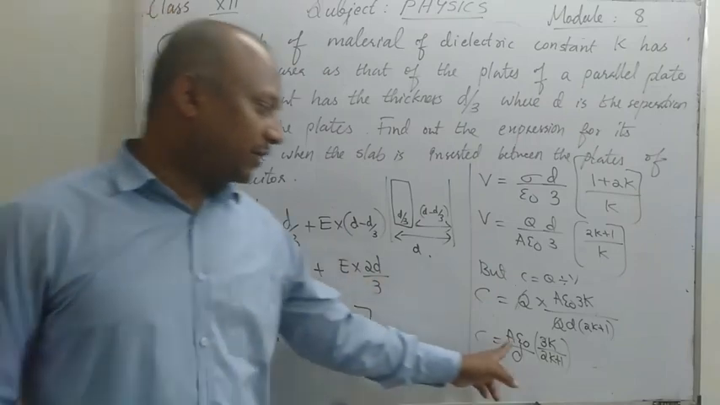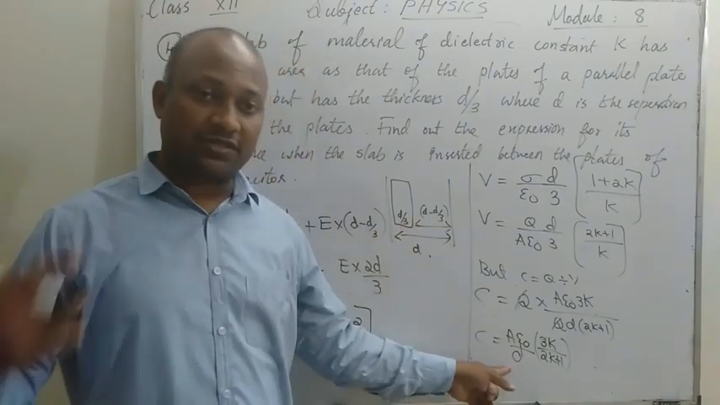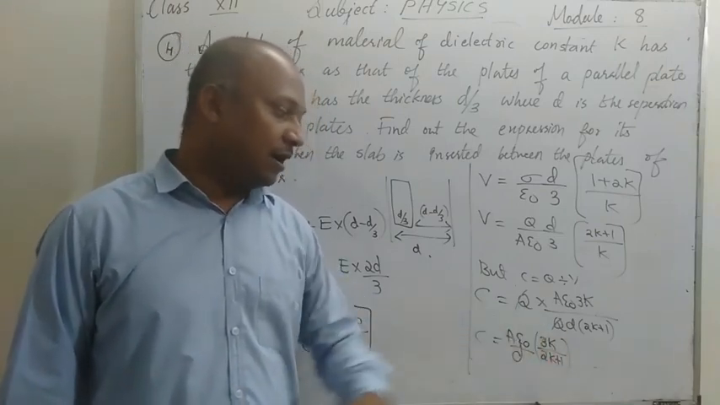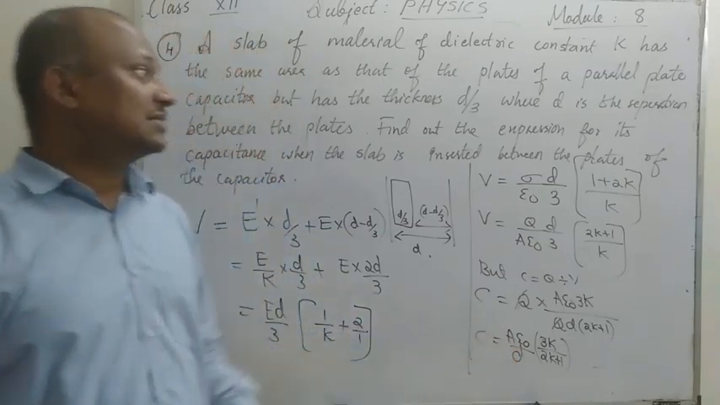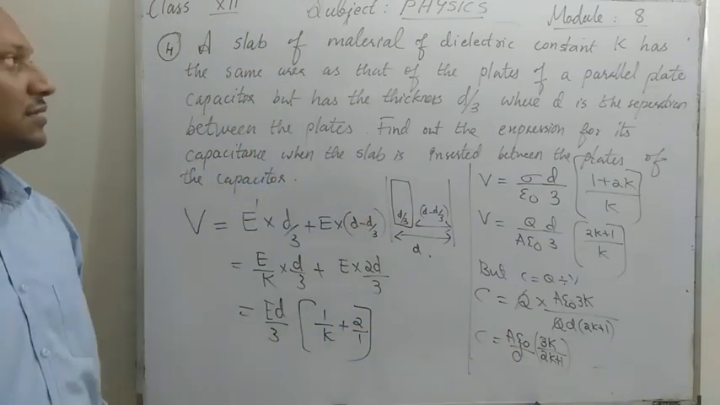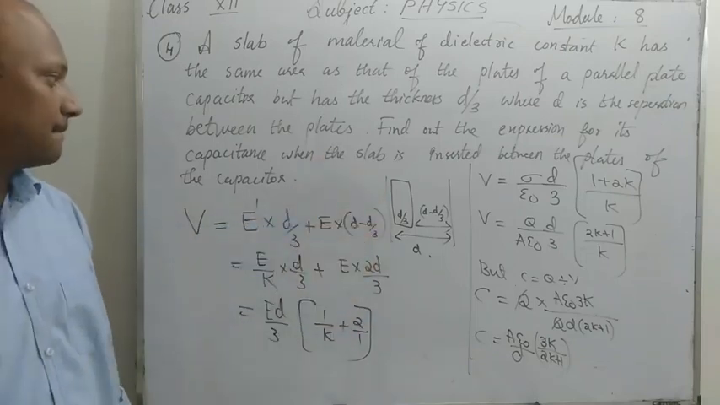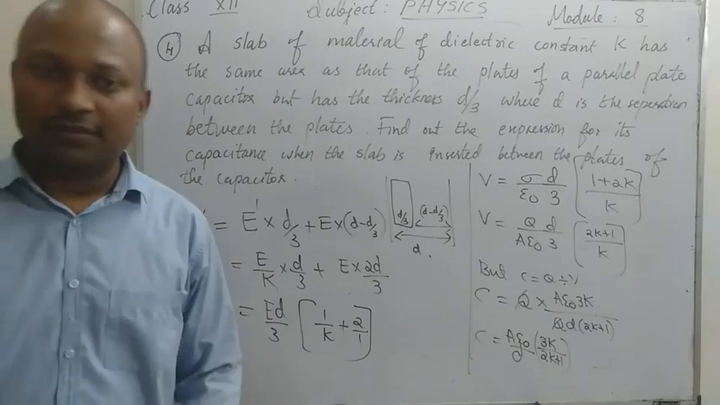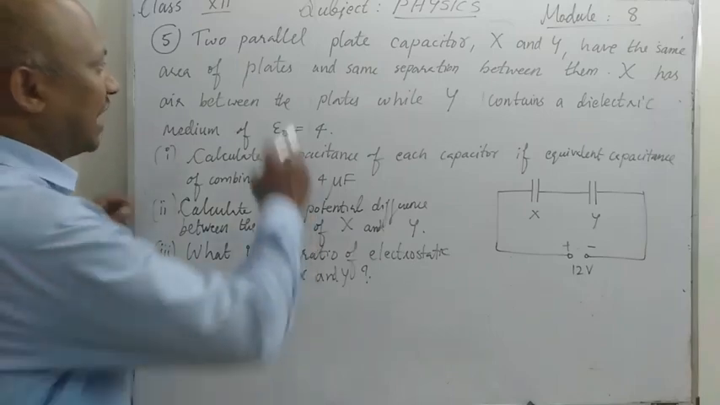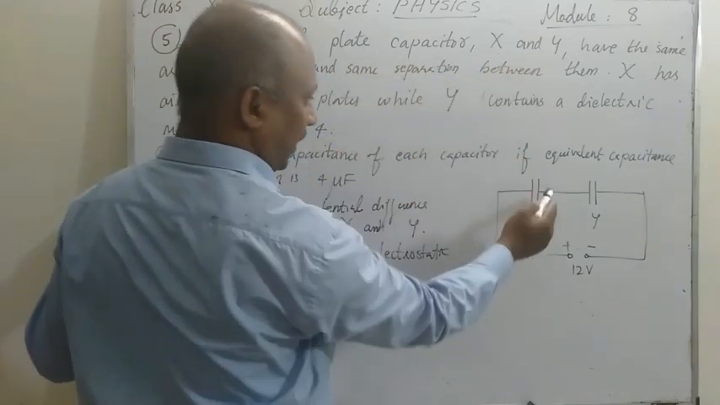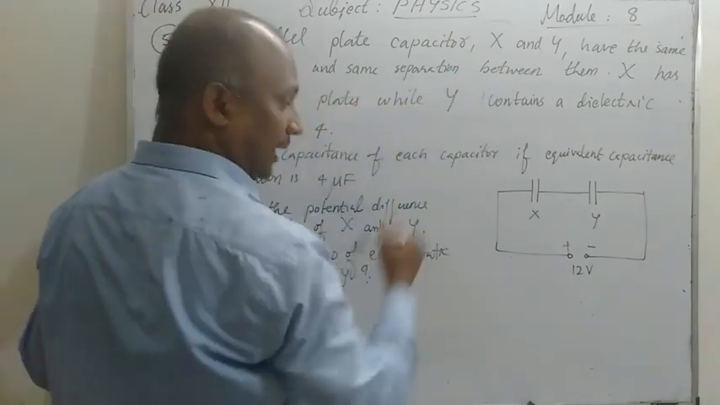And if A epsilon naught upon d is the original capacitance, then we can say that C is equal to C naught, the original capacitance, into 3K upon 2K plus 1. Here the area A represents the area of the plates, which is not given, so you have to assume that the area of the plates is A. So next question, this is question number 5. Two parallel plate capacitors X and Y have the same area of plates and the same separation between them.